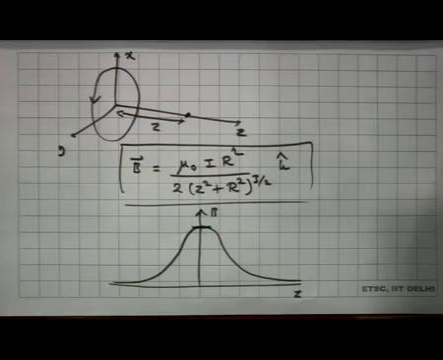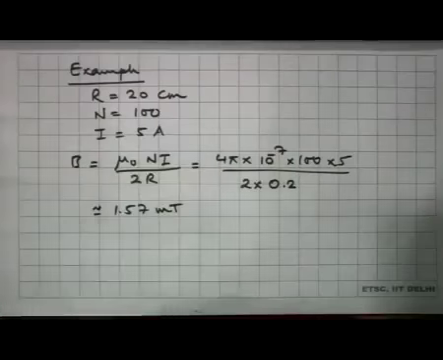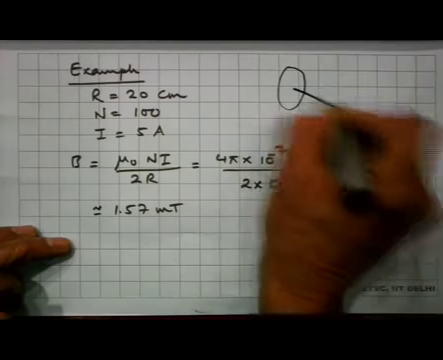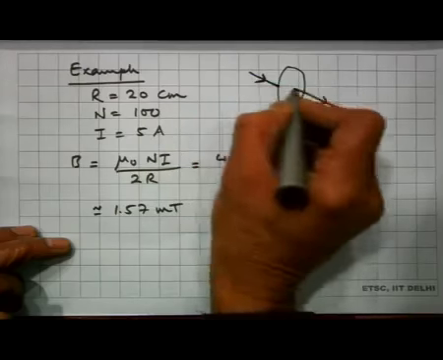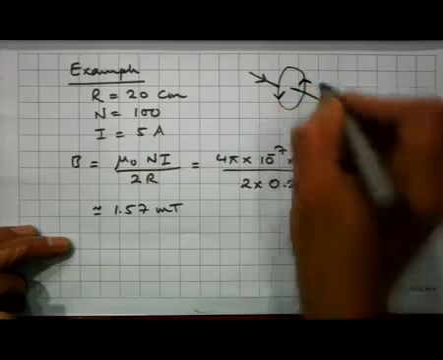And as you move away from the center on either side, the magnetic field will decrease. And notice also the direction of the magnetic field. In this loop here, the magnetic field is like this, and the magnetic field is pointing away from the loop here. So the current is flowing like this.